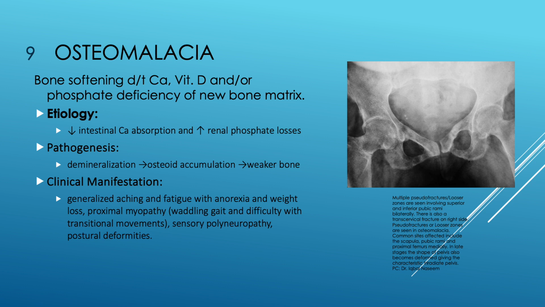Osteomalacia is a metabolic bone disease characterized by inadequate bone mineralization, leading to generalized bone weakness, pain, and deformities. It is primarily caused by calcium, vitamin D, and phosphate deficiencies affecting bone matrix calcification.